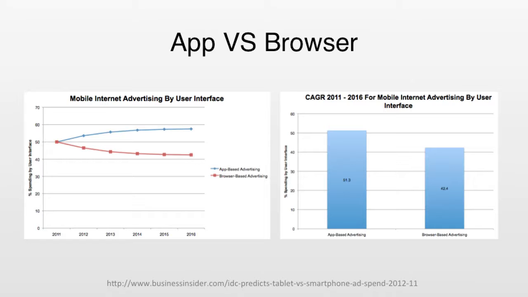Also for 2016, let's take a look here. It's showing 51.3% for app-based advertising and 42.4% for browser-based. So even this chart here, they're very, very close.